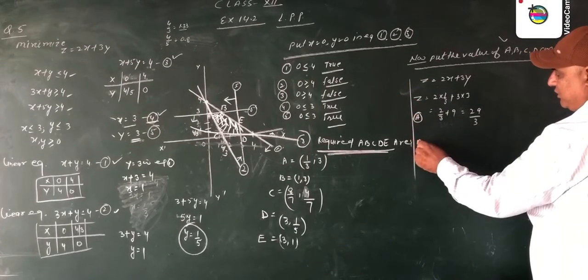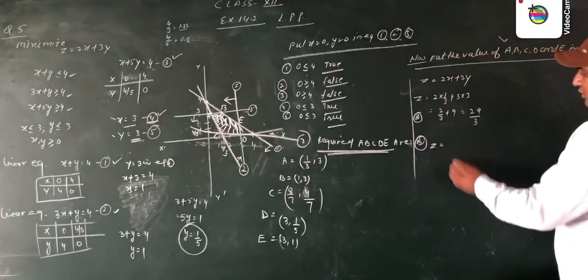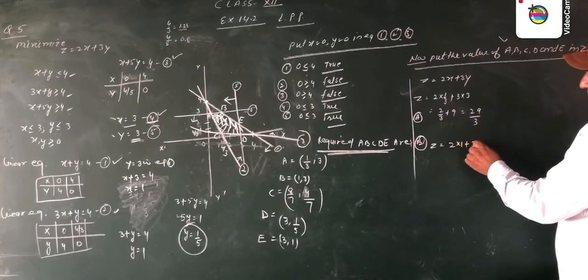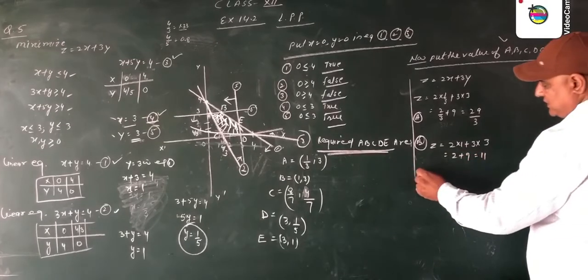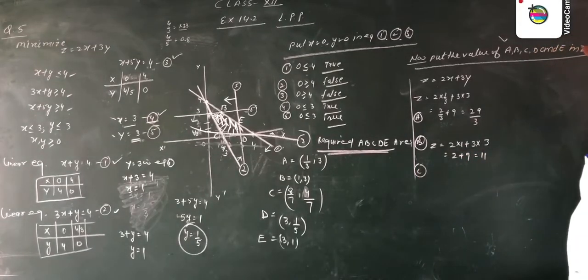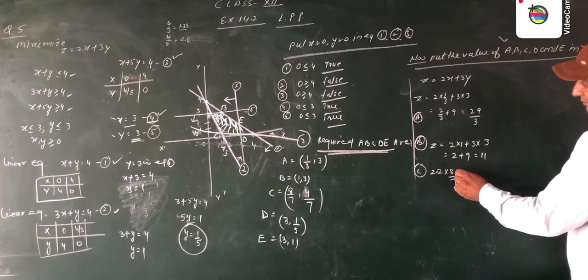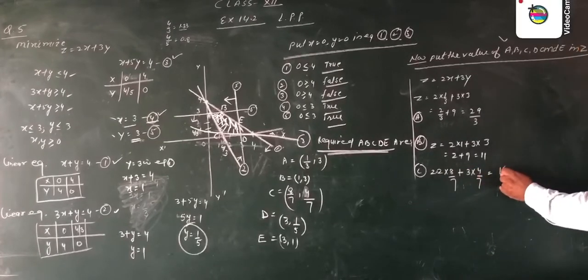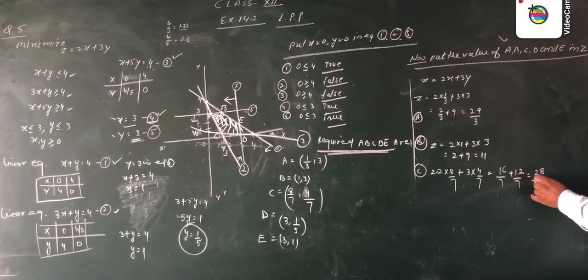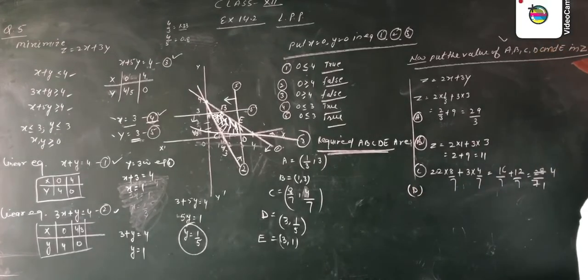Now we put the value of B in Z. The value of B is (1, 3). 2 multiply 1, 3 multiply 3. We get 2 plus 9, we get 11. And the value of C is (8 by 7, 4 by 7). 2 multiply 8 by 7 plus 3 multiply 4 by 7. This is 16 by 7 plus 12 by 7. We get 28 by 7, which means 4.